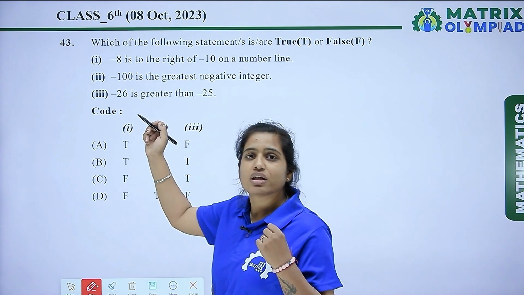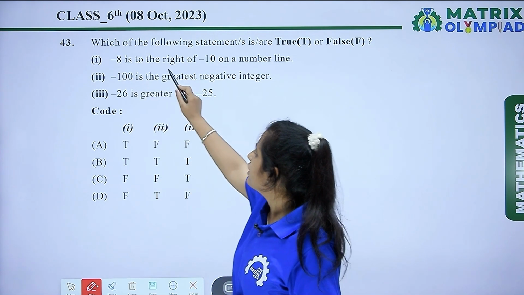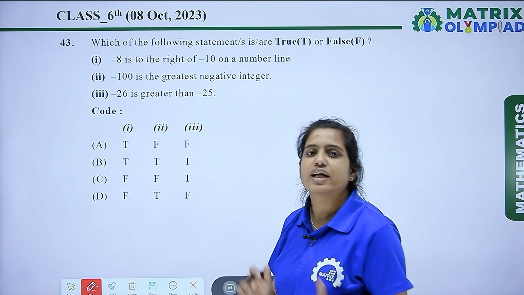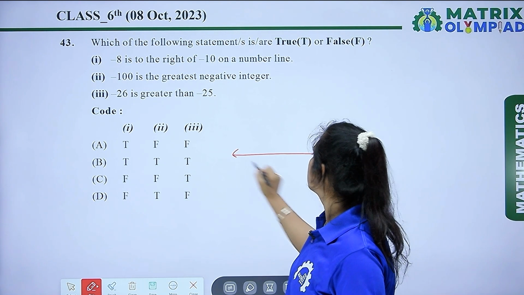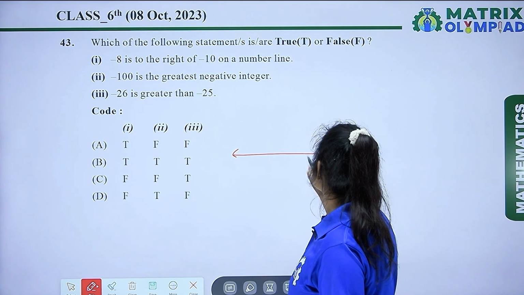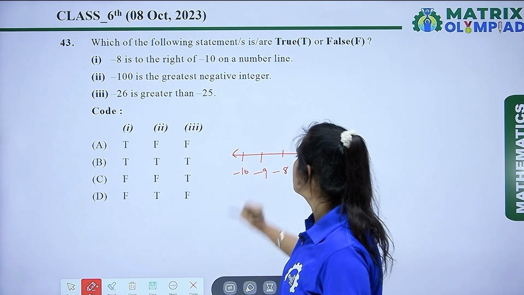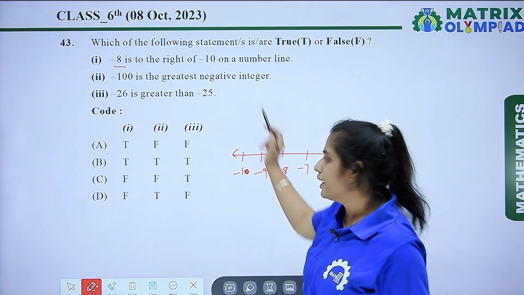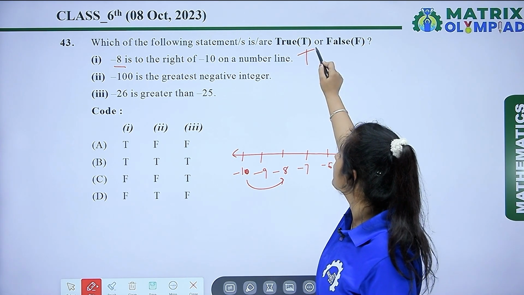Now, question 43, part first. Now, in this part first, -8 is to the right of -10 on a number line. ये कहता है कि जो -8 है वो राइट साइड में है -10 के. तो एक नंबर लाइन ड्रॉ करते हैं. नेगेटिव साइड में अगर बात करें तो यहाँ पर आ जाएगा -6 से स्टार्ट कर रहे हैं. -6, -7, -8, -9 एंड -10. So let's check. ये कहता है -8 जो है वो -10 के राइट साइड में. Here it is -10 and here it is -8. तो ये राइट साइड में है. It means this statement is true.